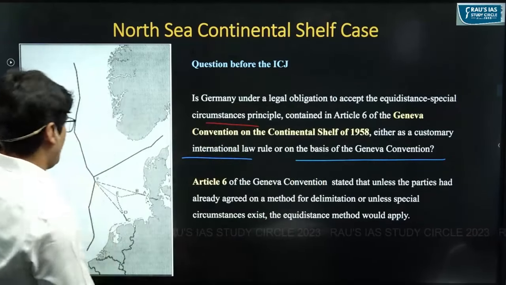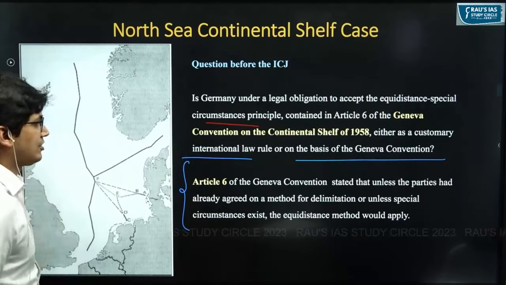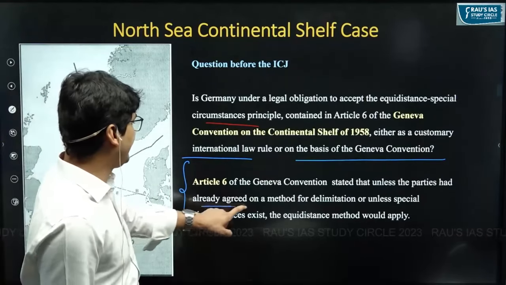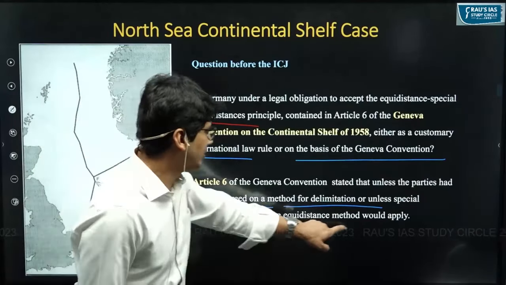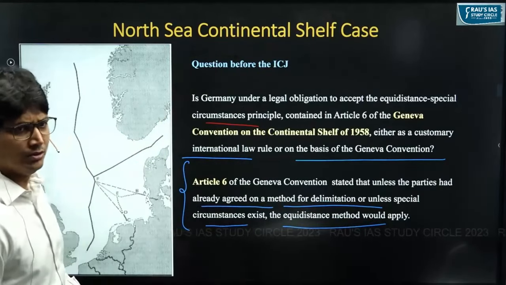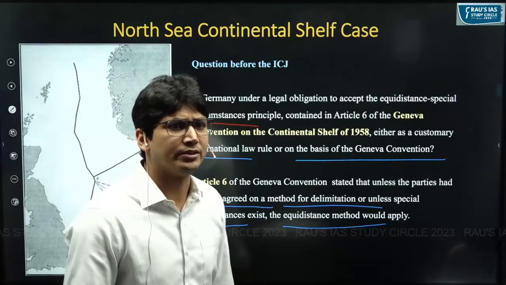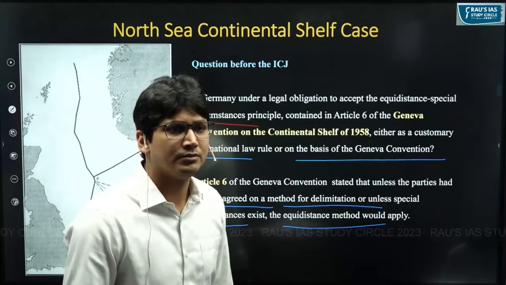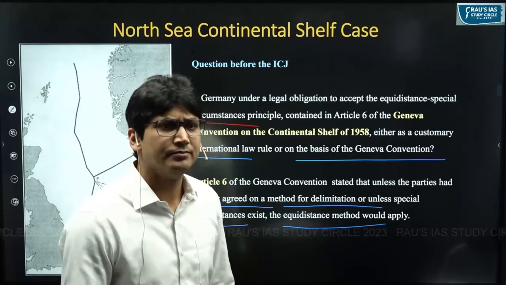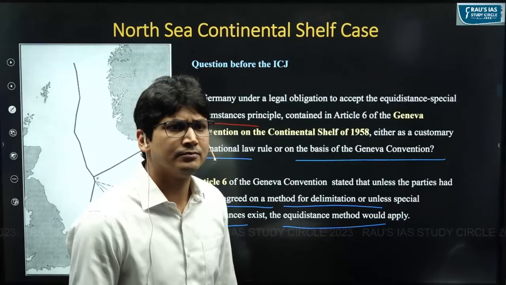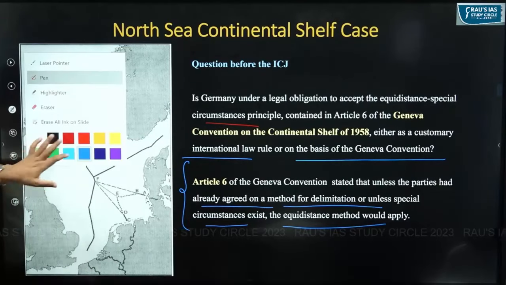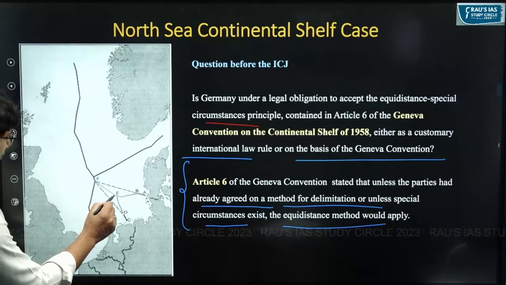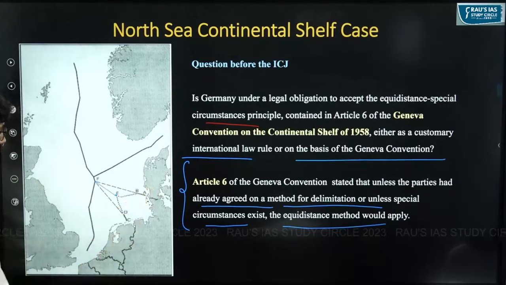The next question was, Article 6 of the Geneva Convention stated that unless the parties had already agreed on a method for delimitation, or unless special circumstances exist, the equidistance method would apply. So this was the whole situation in this case. Again, the same thing, point E claimed by Denmark and Netherlands, point F claimed by Germany.